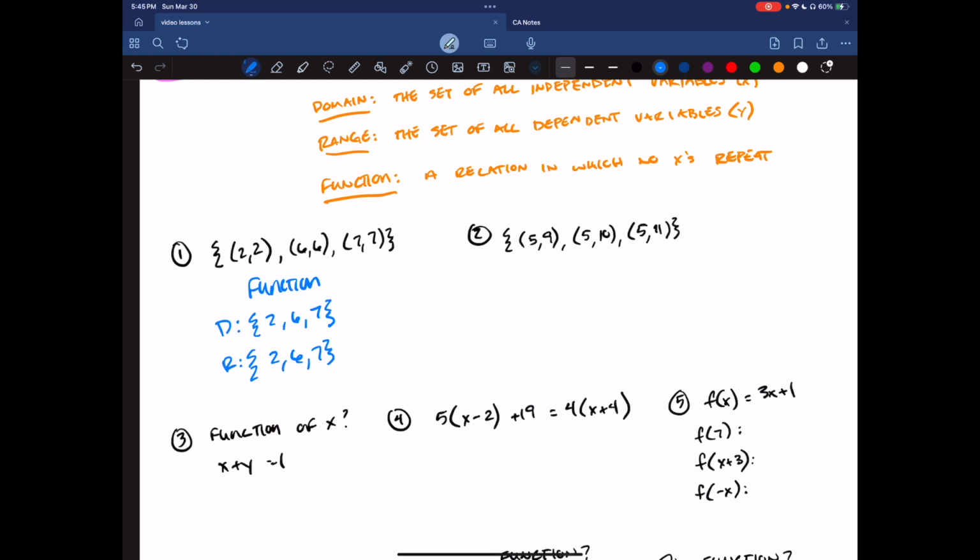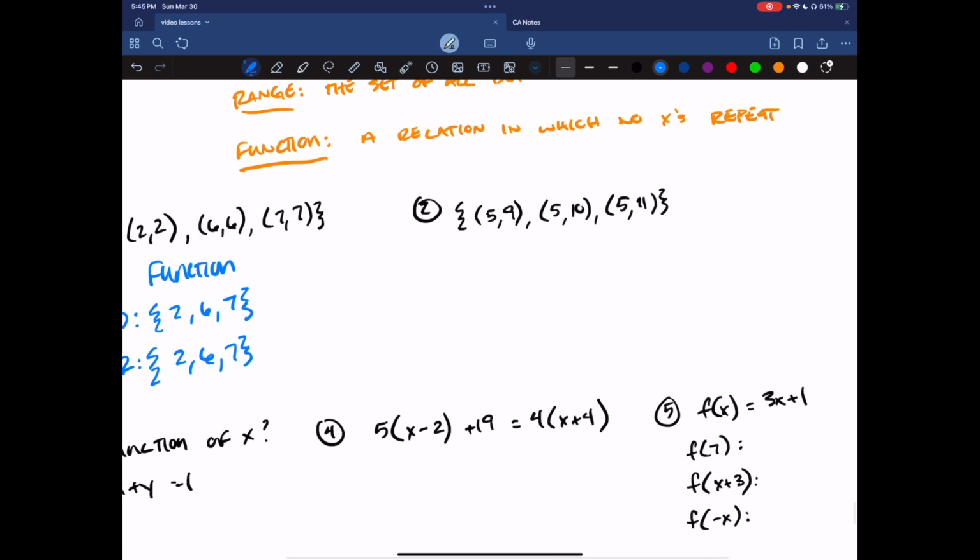There are some repetitions, but the x's don't repeat, the y's don't repeat. There's 2, 2, but one's x, one's y. There's 6, 6, one's x, one's y, and so on. That's not what we're talking about. Do I have any x's that repeat? Do I have any y's that repeat? If y's repeat, that's a conversation for another day. Right now, we're just concerned about the x's.